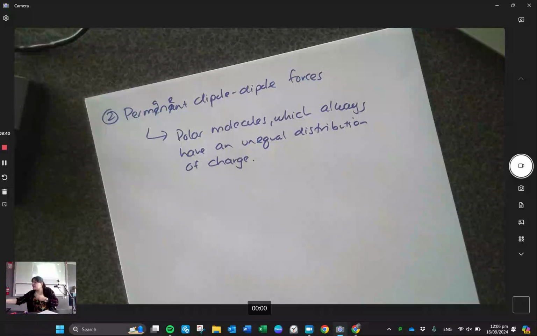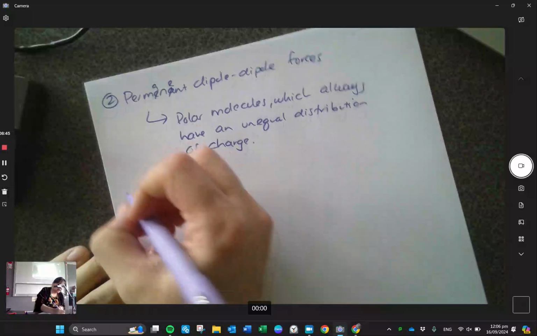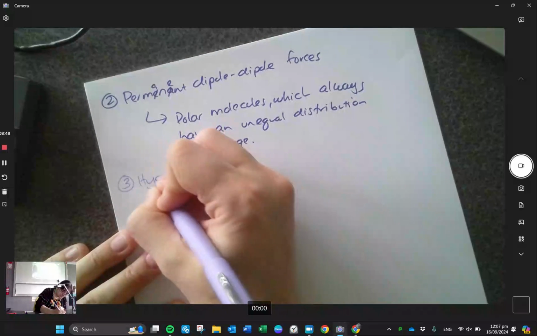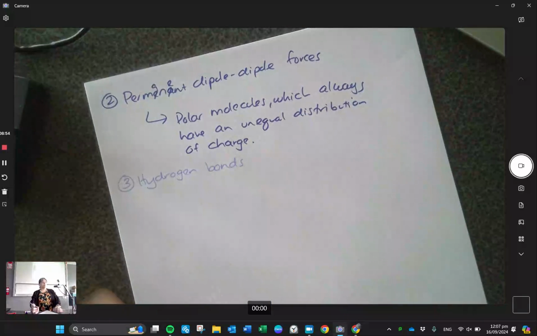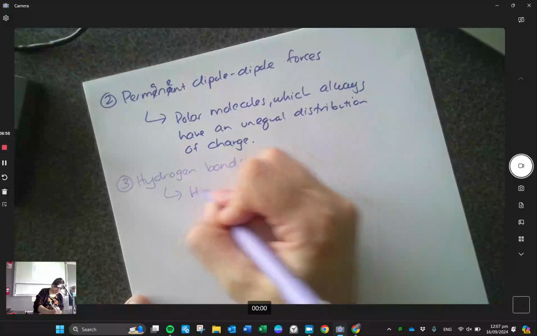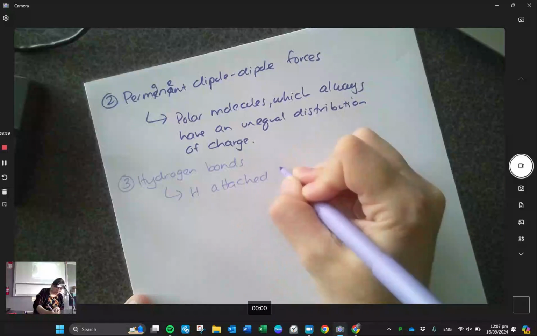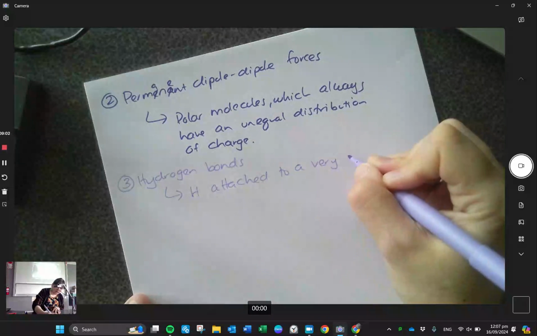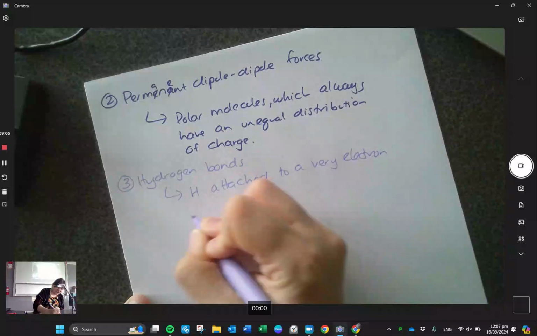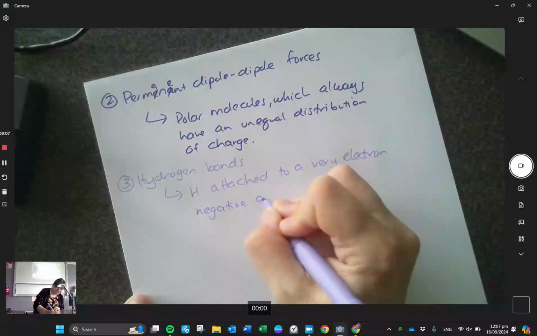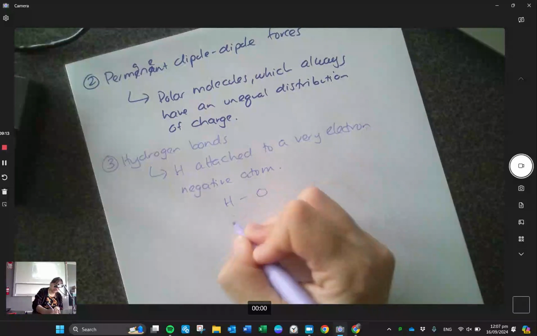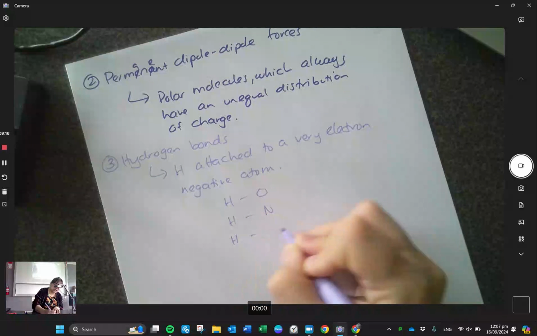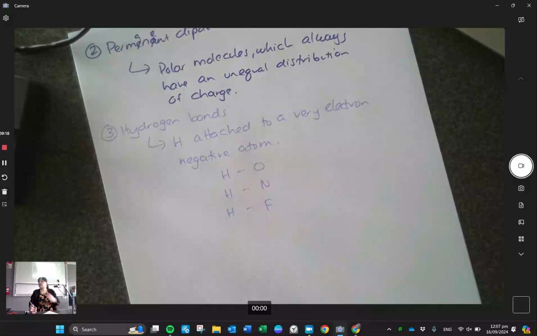All right, the last one and the most powerful one are the hydrogen bonds. So this is when you have hydrogen attached to a very electronegative atom. In this case, the only ones we think about are hydrogen attached to oxygen, hydrogen attached to nitrogen, or hydrogen attached to fluorine. Those are the instances it arises.